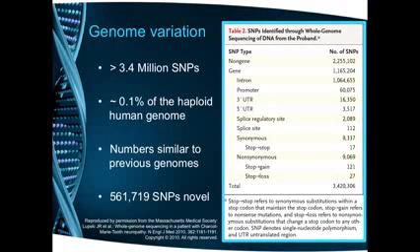And by doing that, they found more than 3.4 million SNPs, which is 0.1% of the entire haploid human genome. And those numbers were similar to what had been found in other individuals who had been whole genome sequenced as well. And they found about 500,000 novel SNPs. Of course, they were most interested in those that could cause disease, and so that could be splice site ones or ones that were non-synonymous, etc.